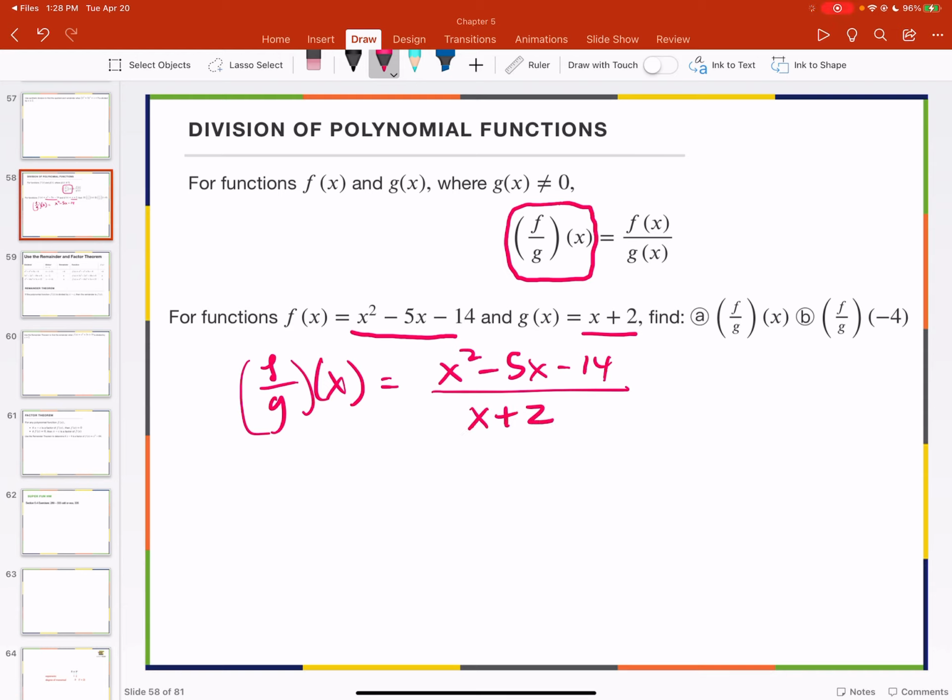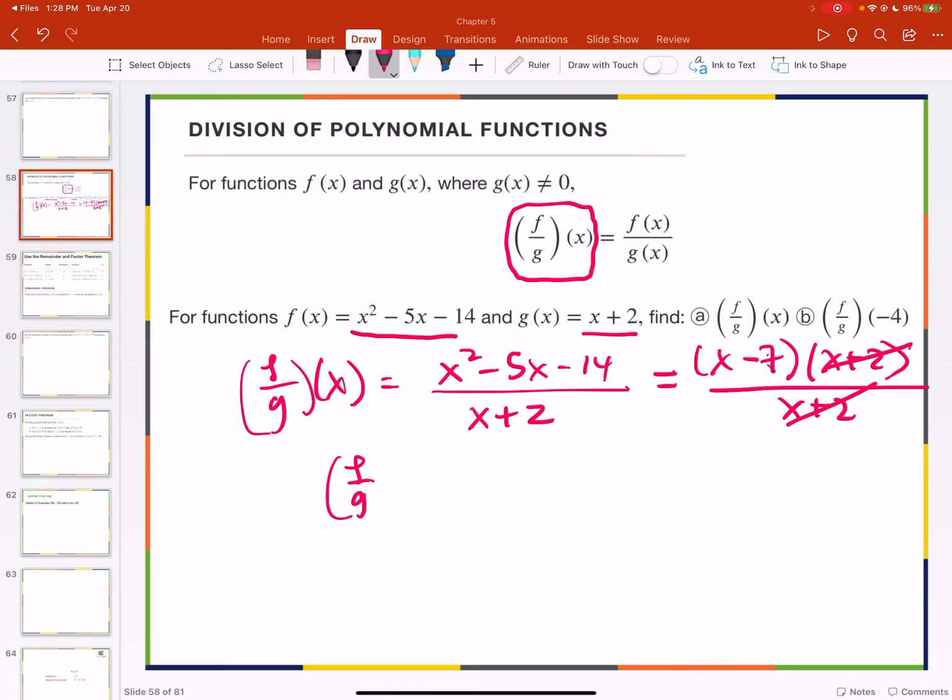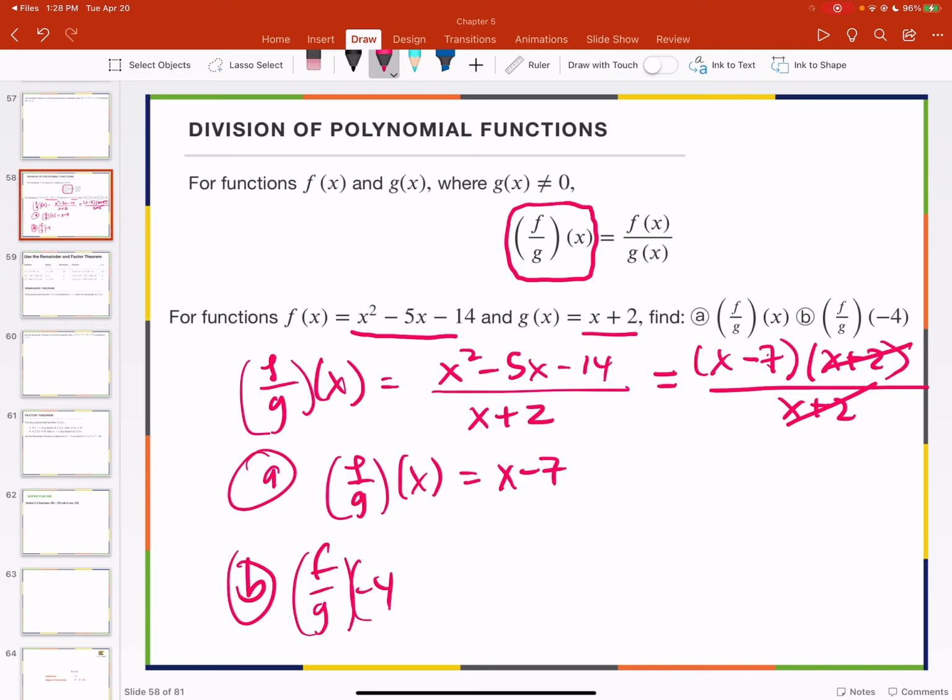So one way we could solve this is to factor the top. If I factor the top, I get x minus 7 times x plus 2 all over x plus 2, and then these cancel out. So my final answer: f over g of x is equal to x minus 7. Okay, so that's A. And then B, f over g of negative 4. That just means I use A and plug in negative 4. So then that's negative 11.